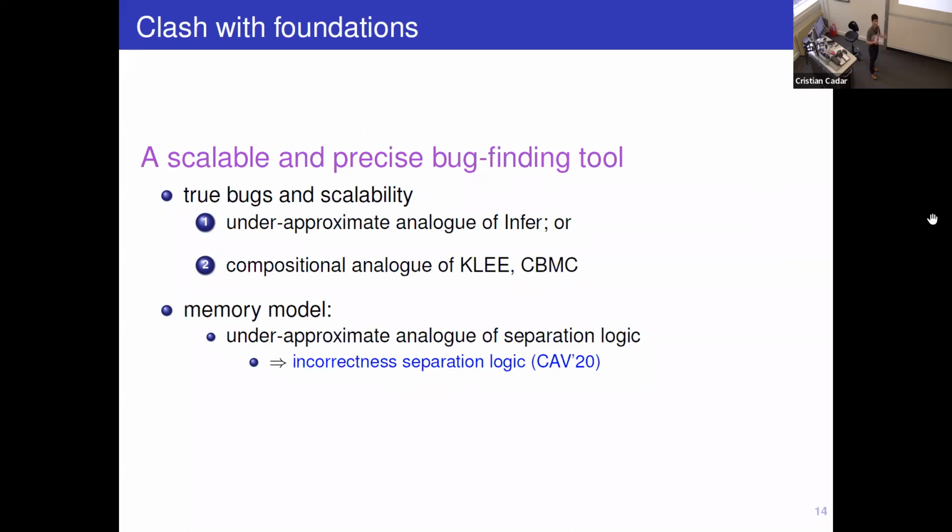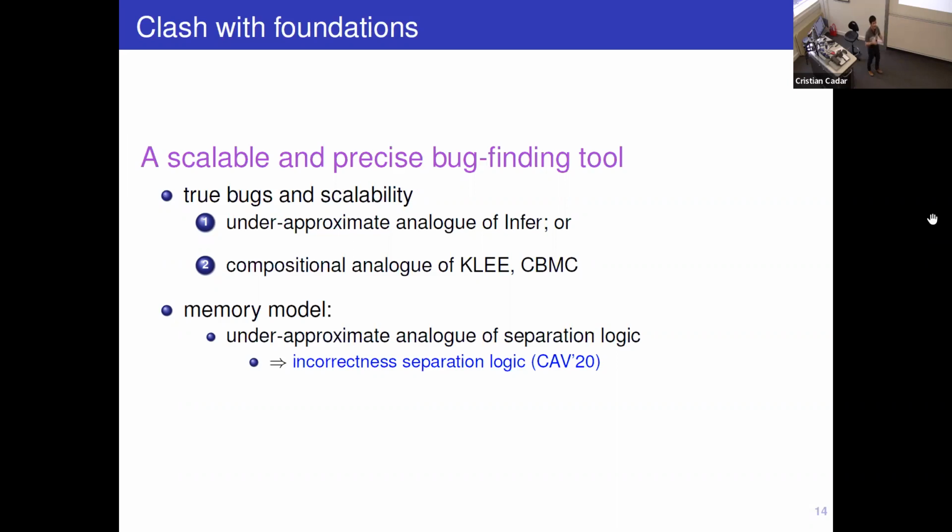Okay, so to support the scale and the memory model, maybe we choose an under-approximate analogue of separation logic. That is some kind of incorrectness logic, incorrectness separation logic, as proposed in CAV 20. So in this work, we choose the first one.